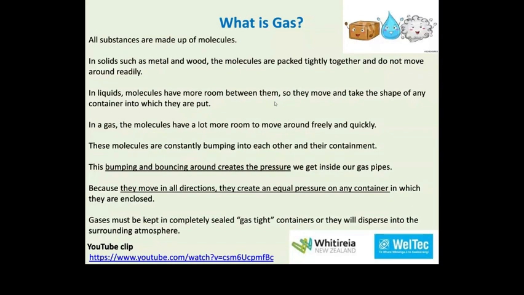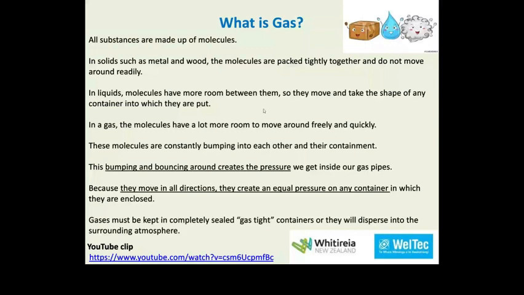What is a gas? All substances are made up of molecules. In solids, such as metal and wood, the molecules are packed tightly together and do not move around readily. Basically, they're pretty much in one position. In liquids, molecules have more room between them, so they move and take the shape of any container they're put in. So they'll spread out, filling that shape, as we know, with a glass of water, for example.